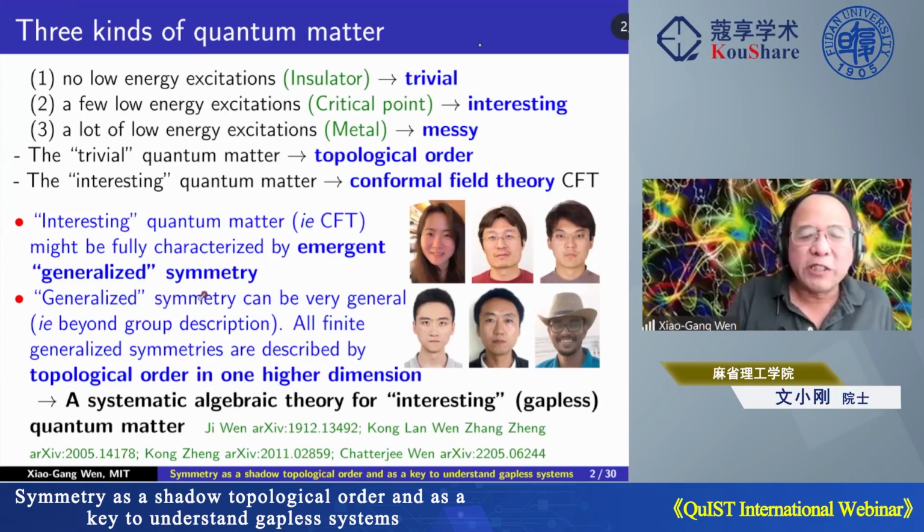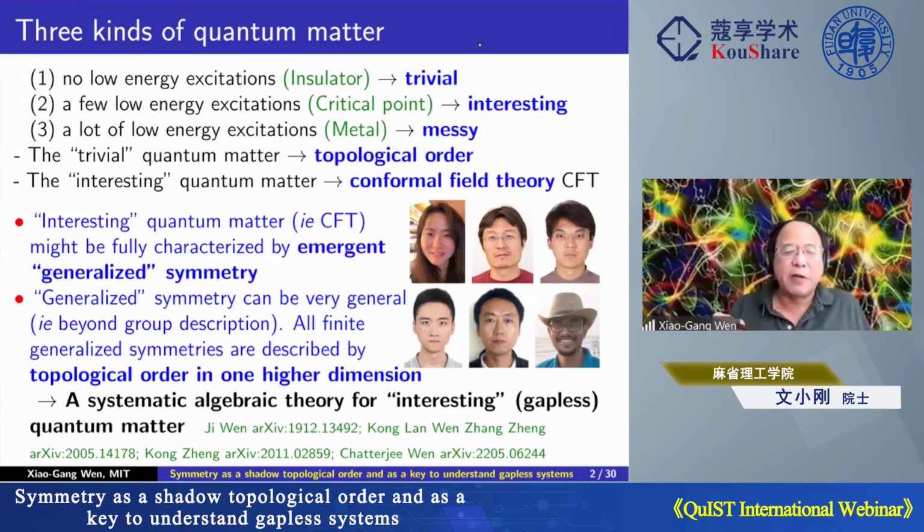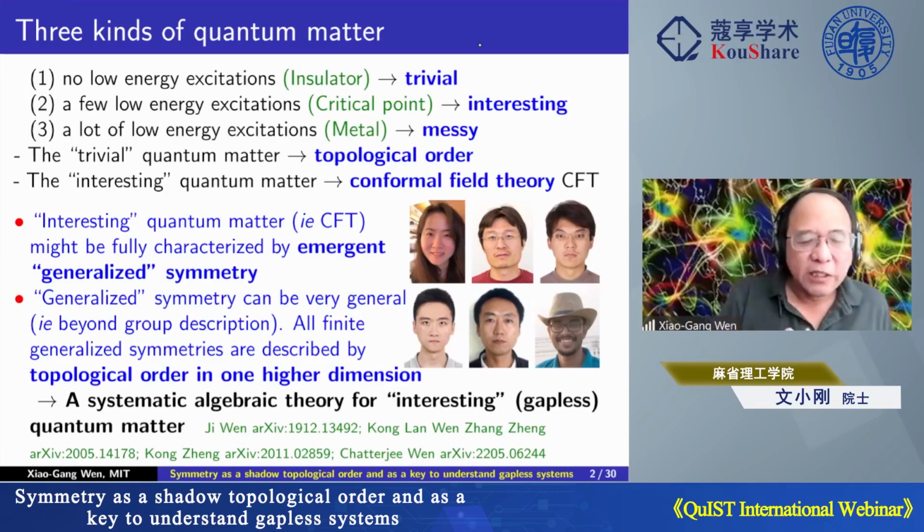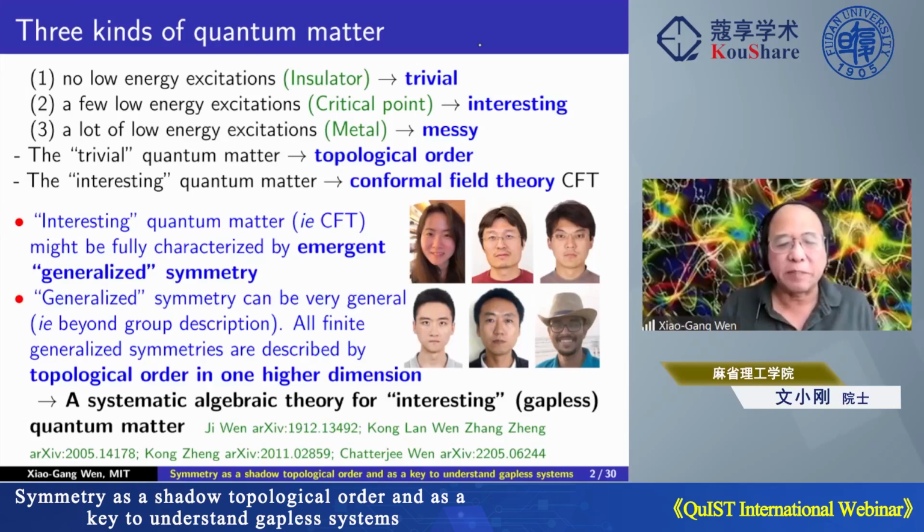However, the emergent symmetry at low energy in a gapless state can be very, very general. Usually it is beyond the group, and it can also have an anomaly. So it's a very, very general symmetry. That is what makes it possible to use symmetry to fully characterize a gapless system.